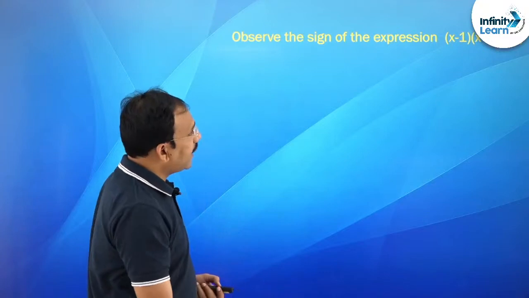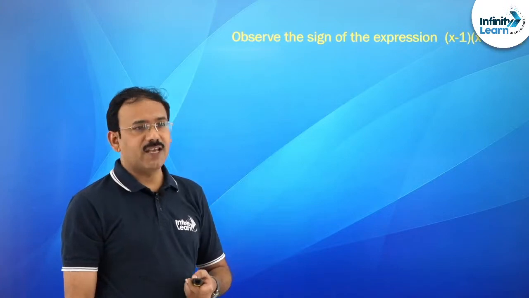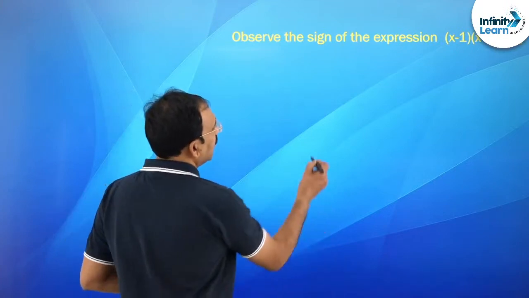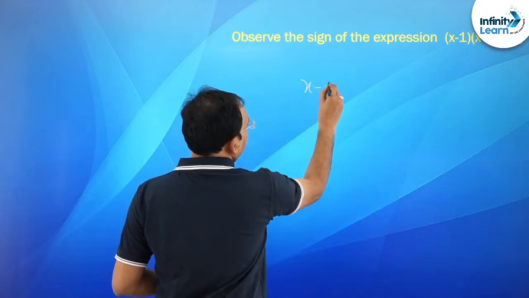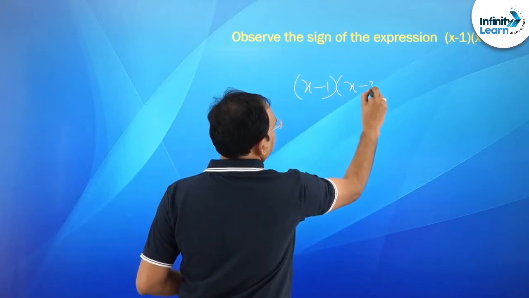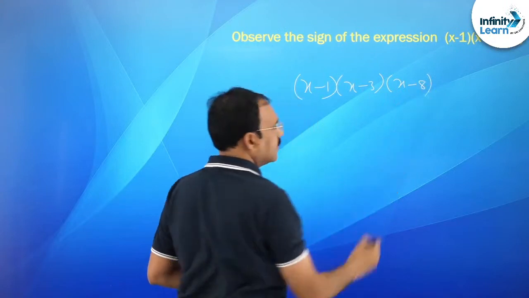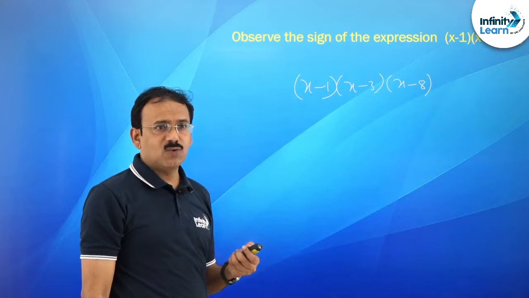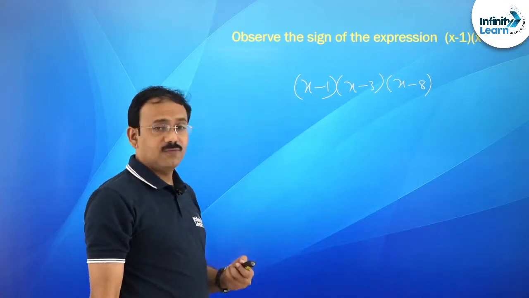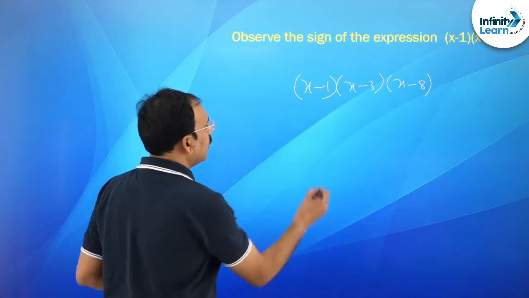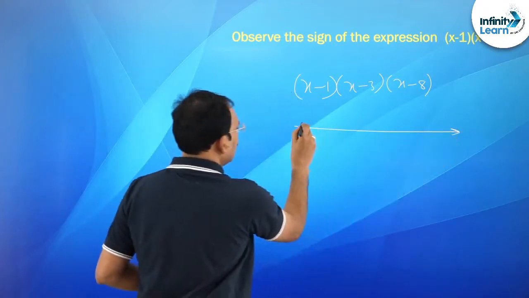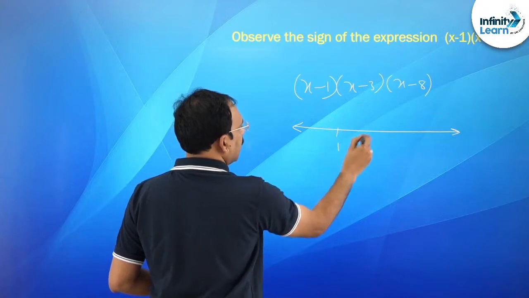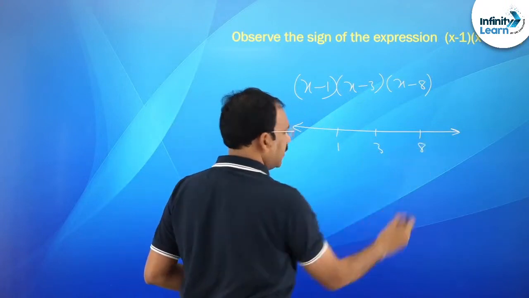Now dear friends, observe the sign of the expression. What is this? x minus 1 into x minus 3 into x minus 8. We need to observe the sign of this, right dear students. What does it mean? This is a product of three linear expressions. Now for what values of x is this expression going to be positive, negative, 0? So what I am going to do is take the number line. These linear factors will become 0 at 1, 3, 8 respectively.